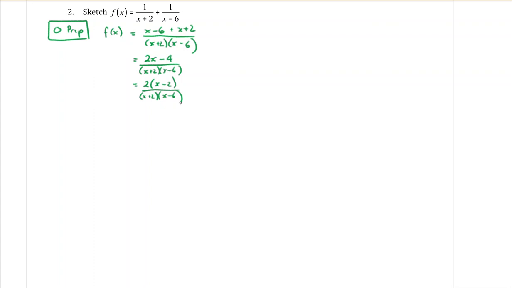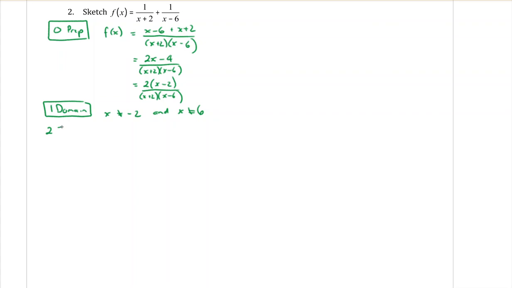Okay, let's start. Step number 1, domain. Looking at that denominator, I can have any value of x I like except for what makes my denominator 0, which is going to be when x equals negative 2, so x cannot be equal to negative 2, and x cannot be equal to 6.